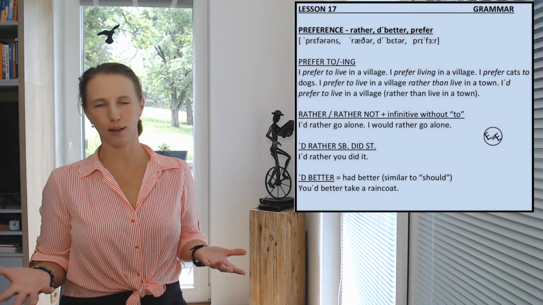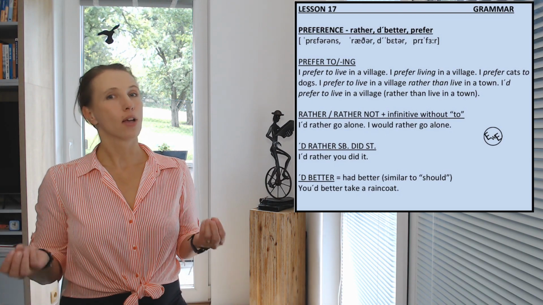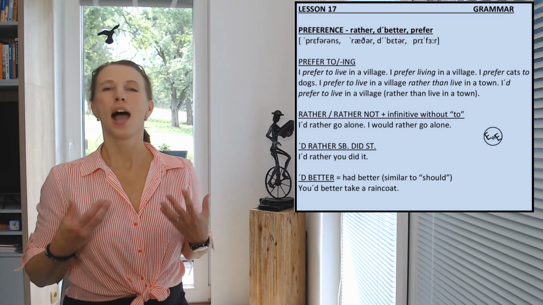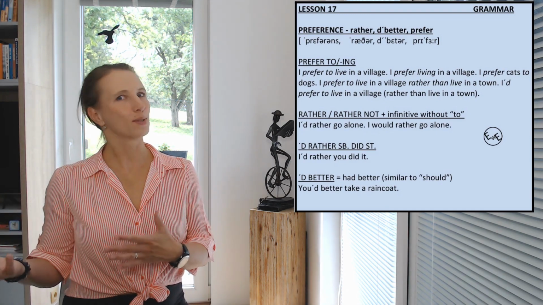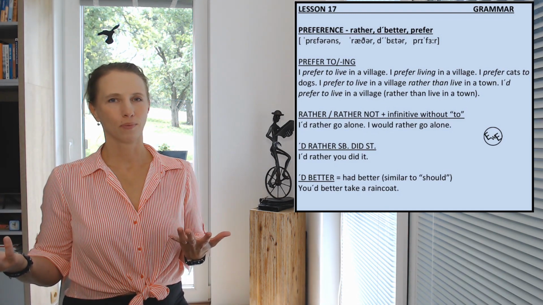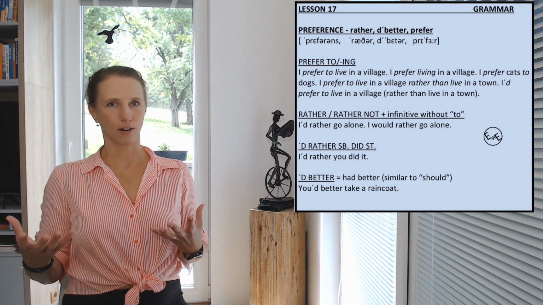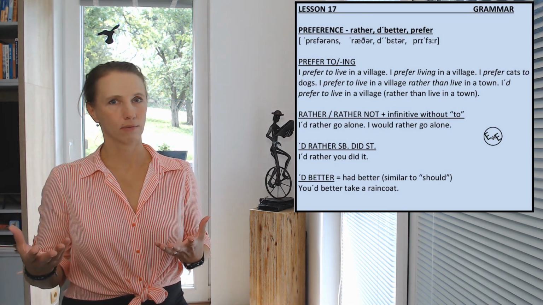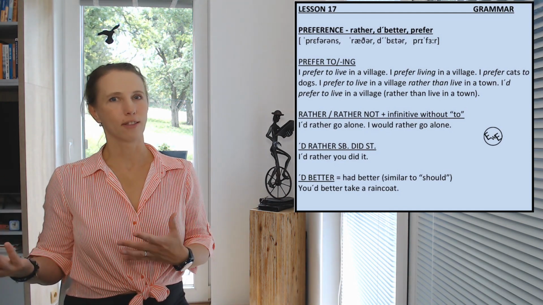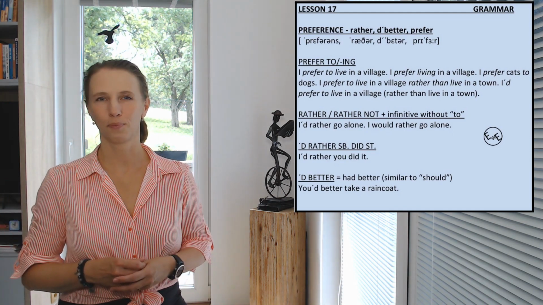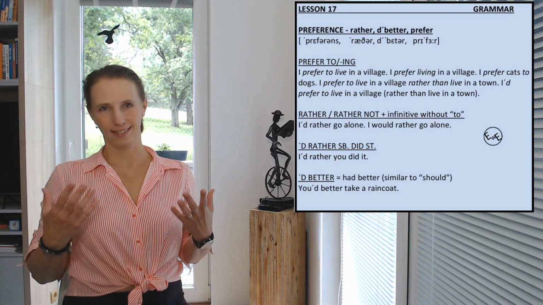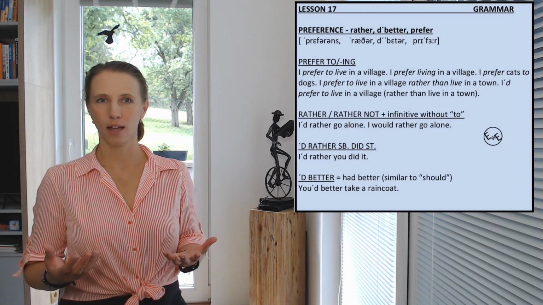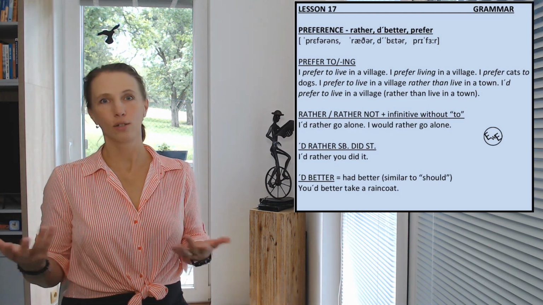If you want to express preference in English, you have many ways how to do that. You can use prefer. I prefer to do something rather than do something else. Or I'd prefer, I would prefer to do something rather than do something else. You can also say, I prefer doing something. Or, I prefer dogs to cats.